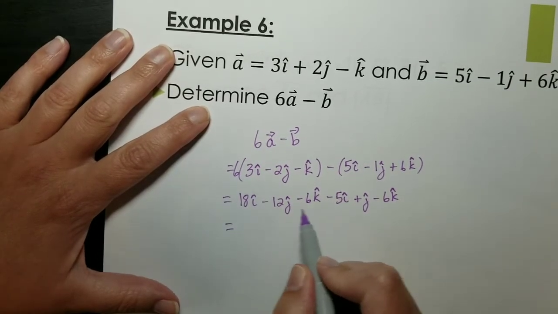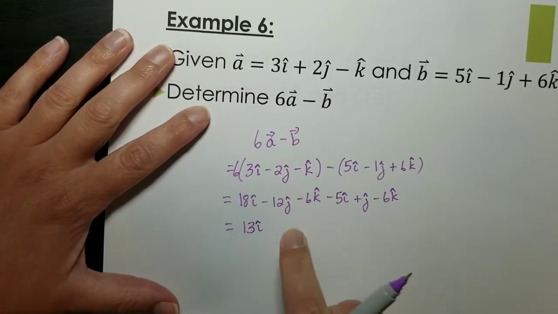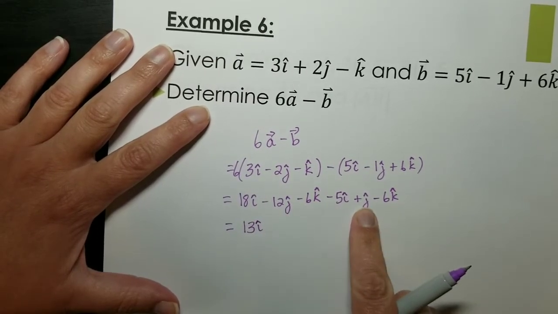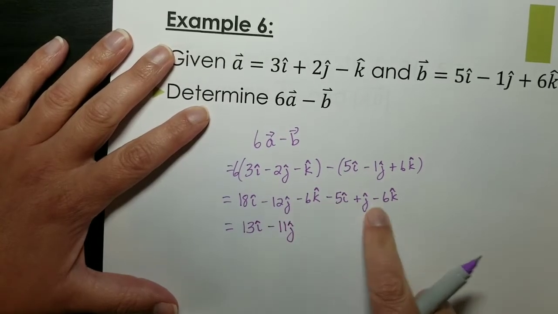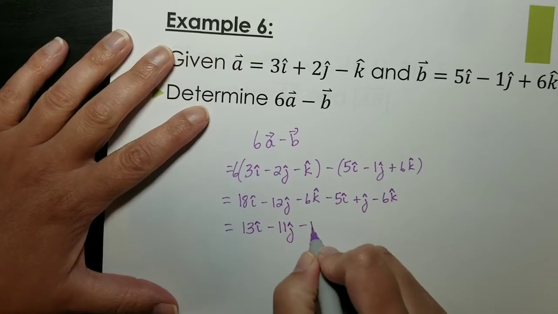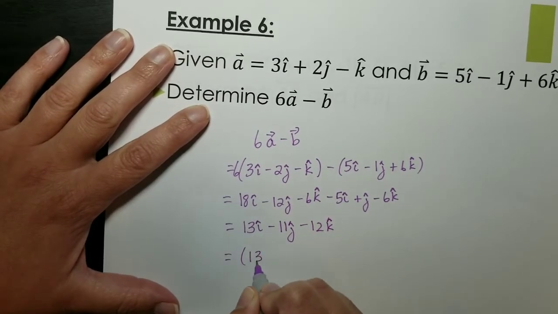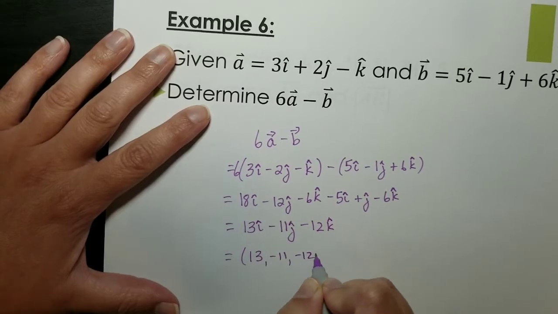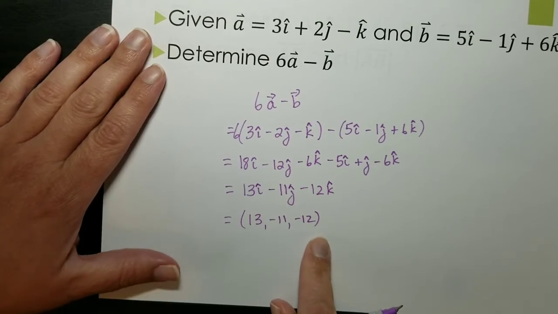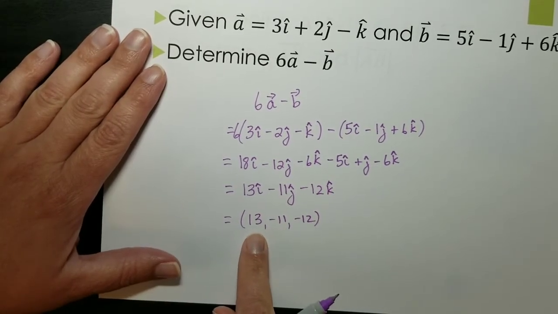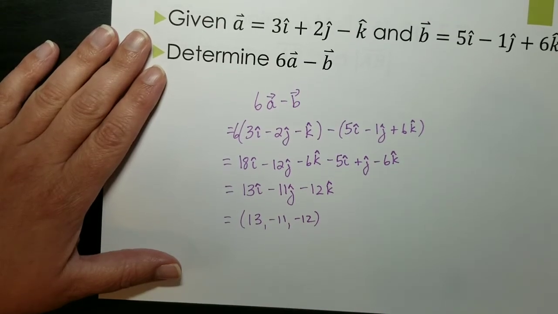So we have 18 i hat minus 5 i hat, so that gives me 13 i hat, -12 j hat plus 1, so minus 11 j hat, and then -6 and minus 6 more is -12 k hat. This could also, depending on what format you were asked for, be written in component form. So this would be the vector from the origin to the point 13, -11, -12 in 3D space.